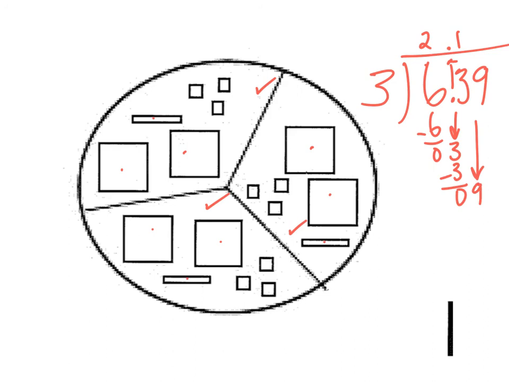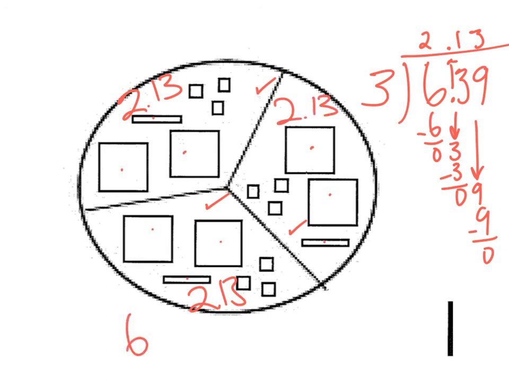3 can go into 9 3 times. All right. And basically we're finished. So I have an answer at the top of 2 and 13 hundredths. And again, I think at this point, I would hope my students would see it. In each group, there's 2 and 13 hundredths. There's 2 and 13 hundredths here. There's 2 and 13 hundredths there. And then one more time. So a problem could be 6 and 39 hundredths divided by 3. Gives you the answer of 2 and 13 hundredths in each group.